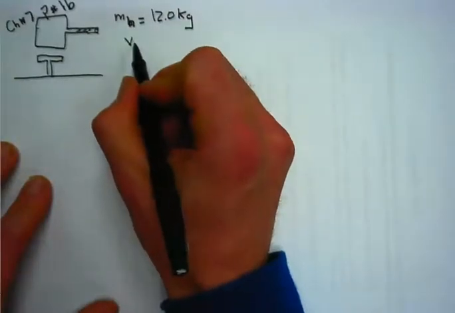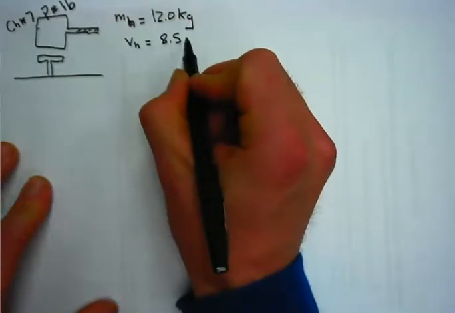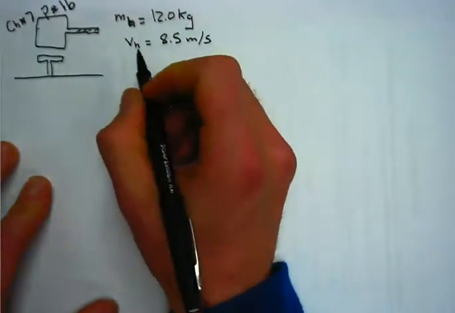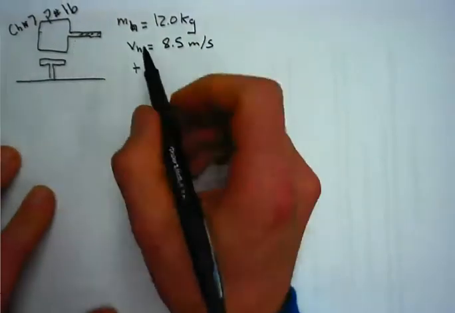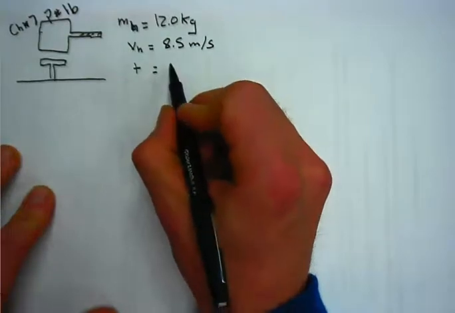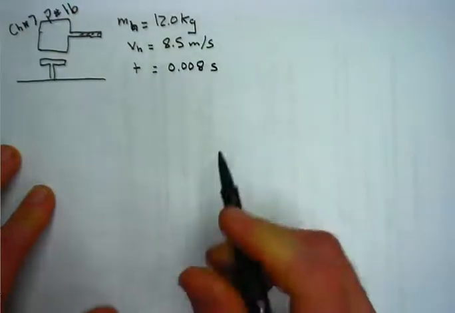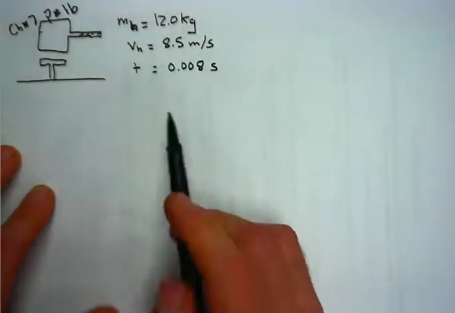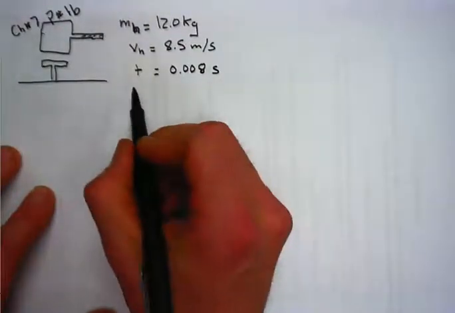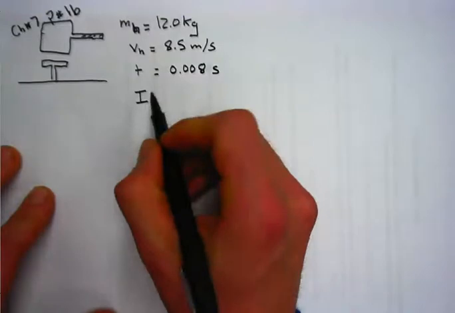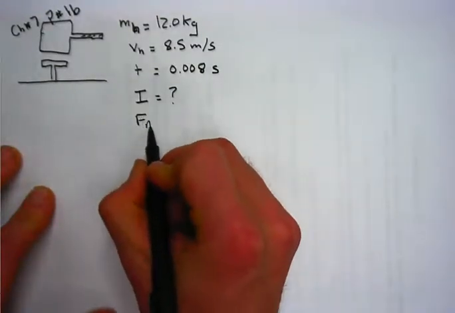We know that the velocity of the hammer right before it hits the nail is 8.5 meters per second. We know the time over which the hammer comes to rest is 8 milliseconds, right? So I like good old-fashioned units, right? I like to put things in seconds and meters and kilograms. So I'm going to just switch that 8 milliseconds to 0.008 seconds. All right, so it wants to know what the impulse is and what the average force is.